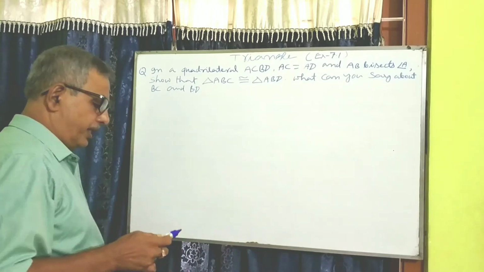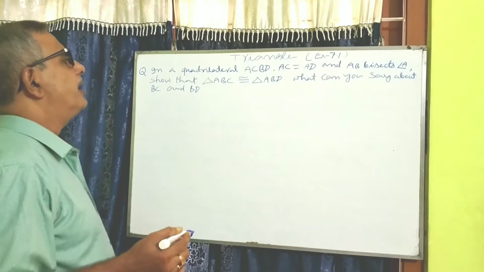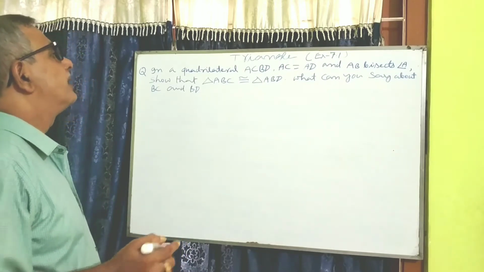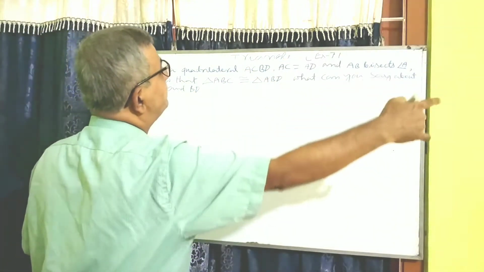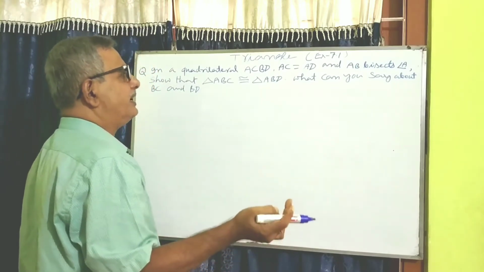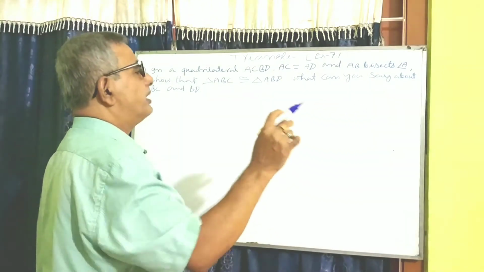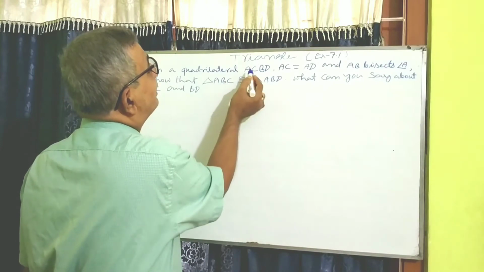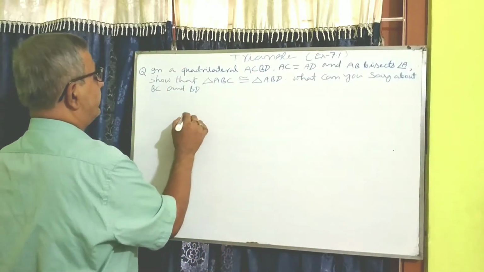First of all, I am drawing the diagram. In the examination, sometimes the diagram is given, but sometimes you have to draw the diagram with the help of the question. You see, ACBD, that is the quadrilateral. Very often you see the name of a quadrilateral like ABCD, but here it is not in order. It is given as ACBD. So I draw the diagram like that.